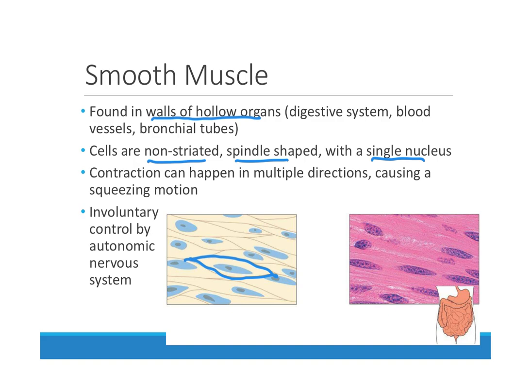Contraction can happen in multiple directions within the cell. So the cell can contract lengthwise, but it also can contract crosswise and maybe on a diagonal. And this allows the organ as a whole that is made up of smooth muscle to be able to squeeze together. And this is very important for moving things through your digestive system or through your blood vessels. Your smooth muscle is under involuntary control. Your autonomic nervous system takes care of it without your brain having to consciously make a decision, which really is nice. Imagine if you had to think about how to digest your meals.